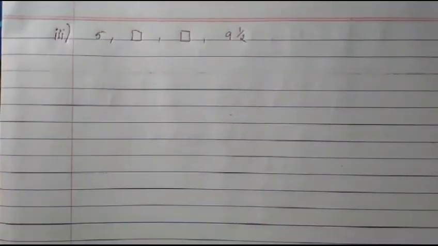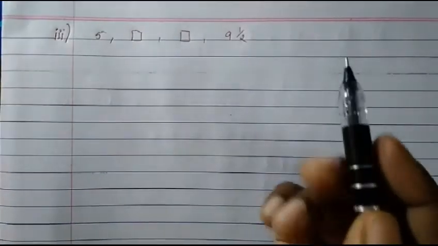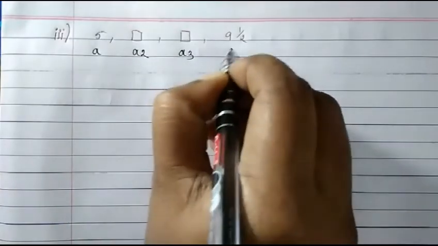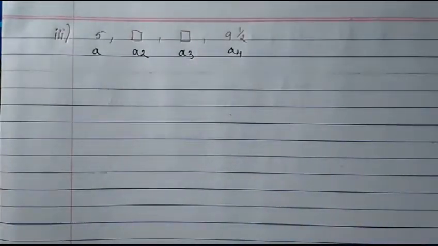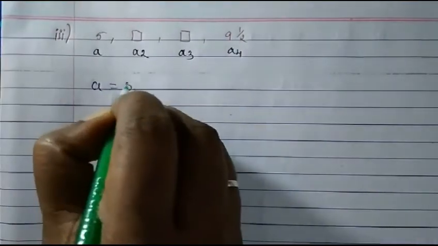Now, in the third sum, we are given the first term, the second is not given, the third is not given, and the fourth term is there. So this is A, or you can say A1, this is A2, this is A3, and this is A4. Let's write down whatever we have here. We know A is 5.